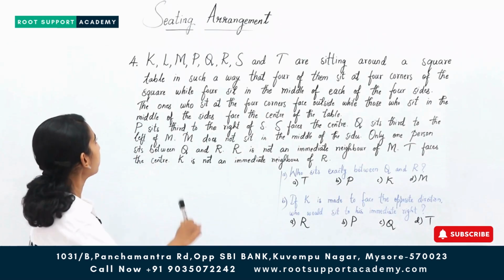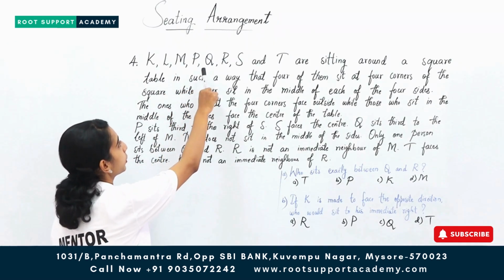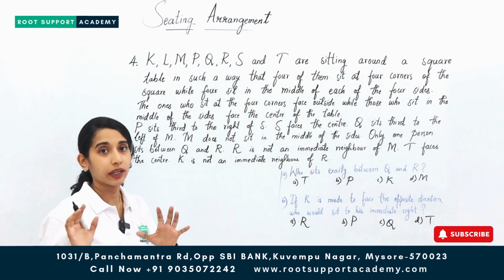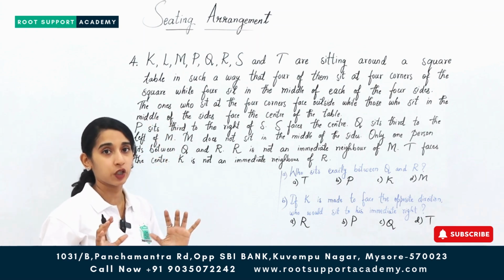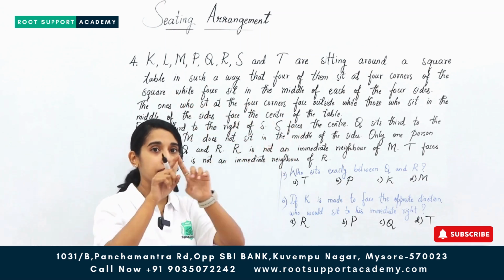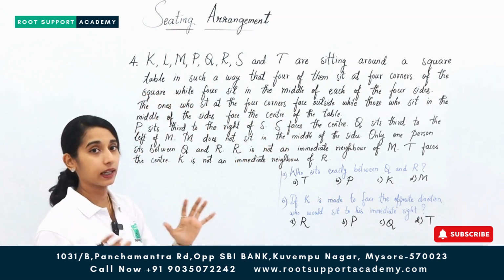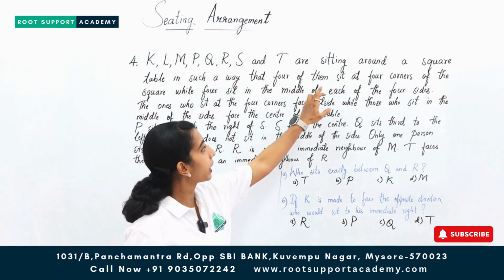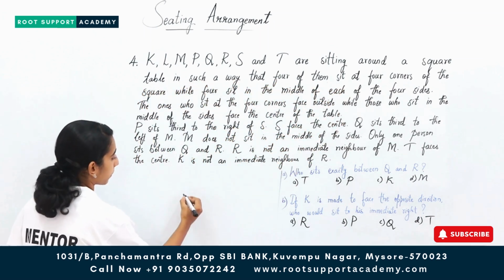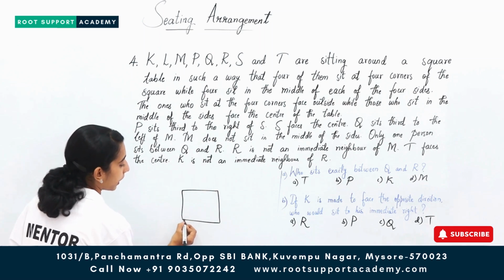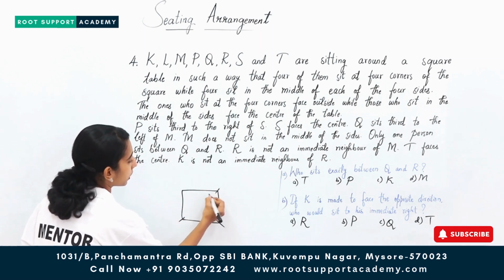Okay, so next we have K, L, M, P, Q, R, S and T sitting around a square table. So the next problem is a square seating arrangement. Square type of arrangement: 4 people sitting, 8 people sitting. Square table, that type; let us have a look. In such a way that 4 of them are sitting at the 4 corners. They've given it is a square type of arrangement, and these corners are 1, 2, 3, 4.